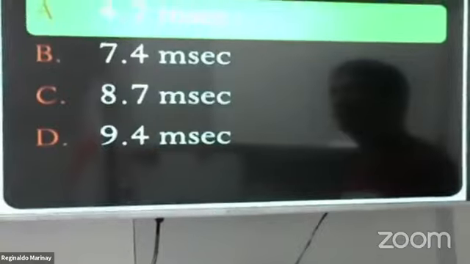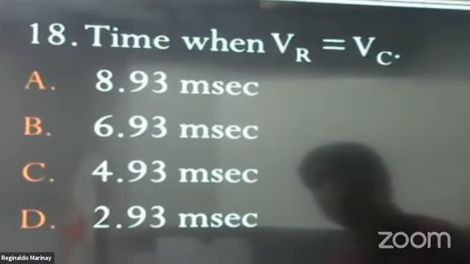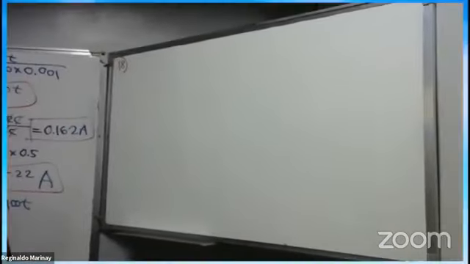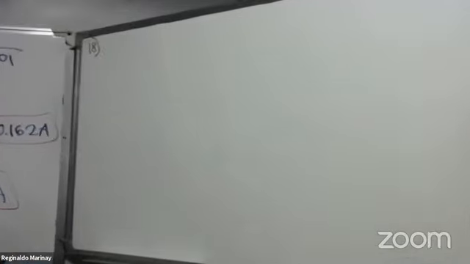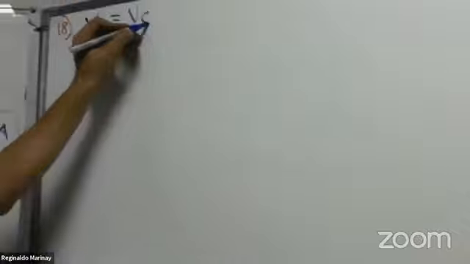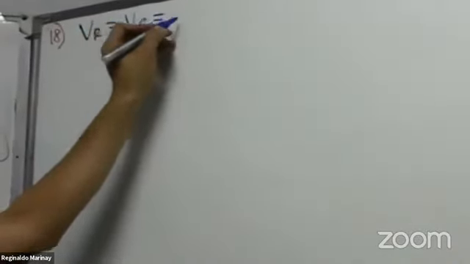Approved. Okay, next number. Time when V_R is equal to V_C. What time is that? Okay, here. Time when V_R is equal to V_C. So, V_R is equal to V_C. Okay, again, let's take a shortcut.